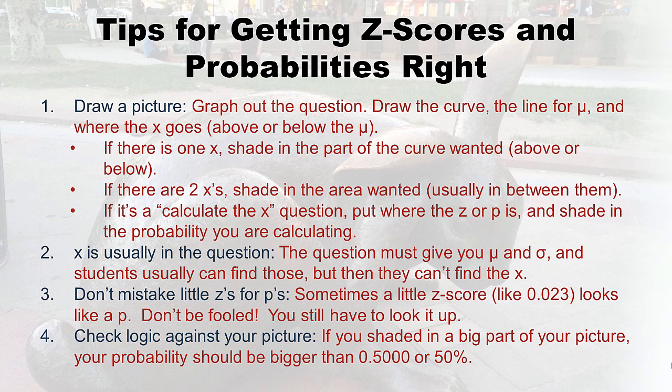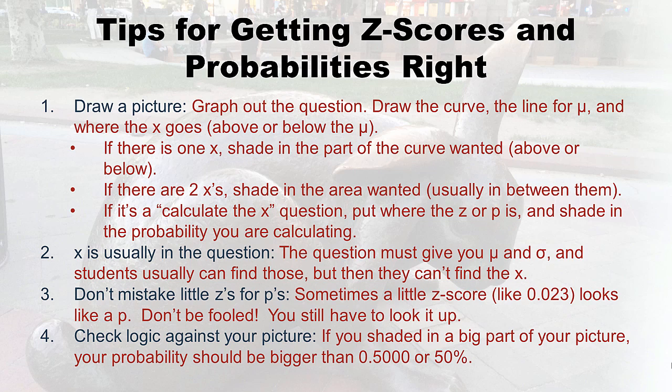A lot of times people get a little lazy, like they hate using the z table, and then they calculate the z-score and it's really little, so they don't look it up. Don't be fooled. You still have to look it up. If you're calculating z and you get a little baby z like that, it's still a z. Still go look it up, okay?